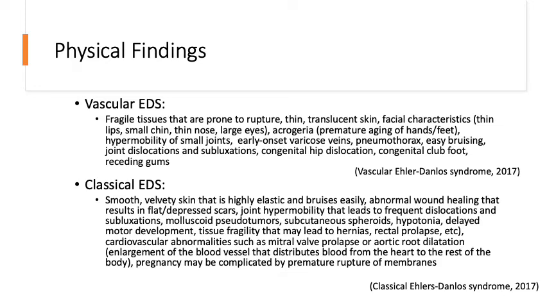Hypotonia is also common, along with delayed motor development, tissue fragility that may lead to hernias, and cardiovascular abnormalities such as mitral valve prolapse or aortic root dilatation. Pregnancy may also be complicated by the premature rupture of membranes.